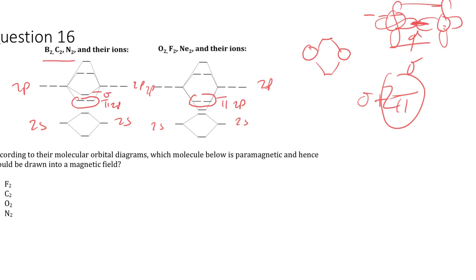In one case, the sigma 2p is higher than the pi 2p. In the other case, the sigma 2p is lower in energy. We go sigma 2s, sigma star 2s for O2, F2, neon 2, then sigma 2p, then pi 2p, then pi star 2p, then sigma star 2p. Here, pi star 2p, sigma star 2p, and then sigma 2s, sigma star 2s.